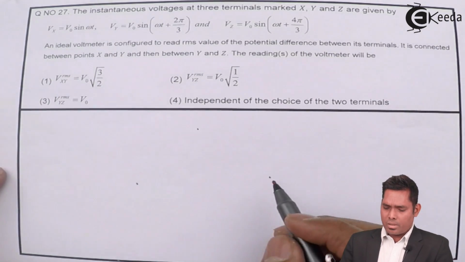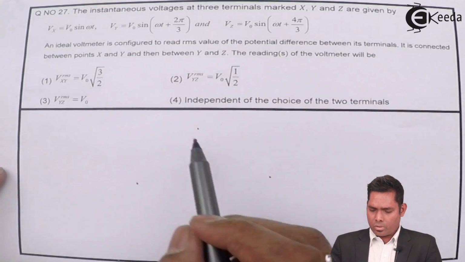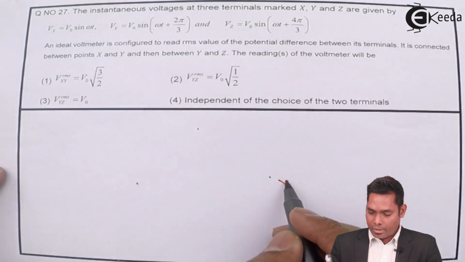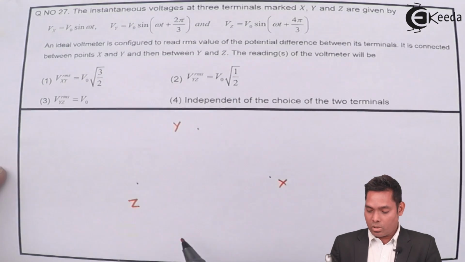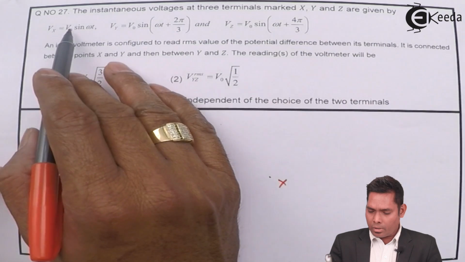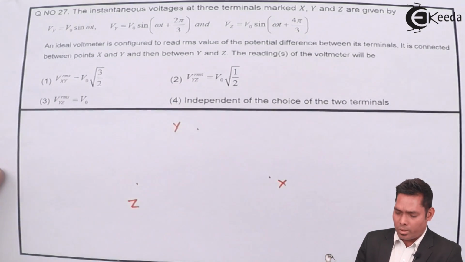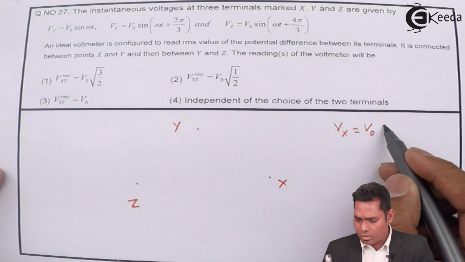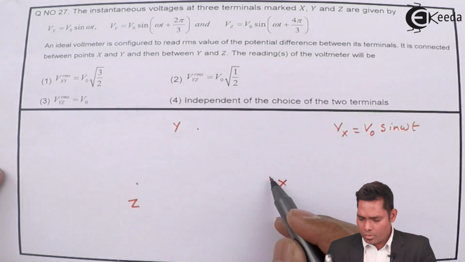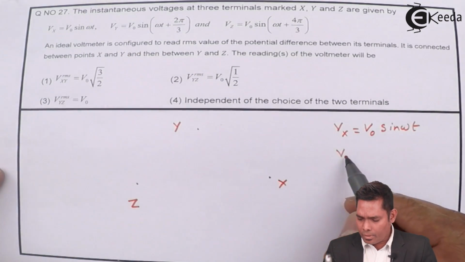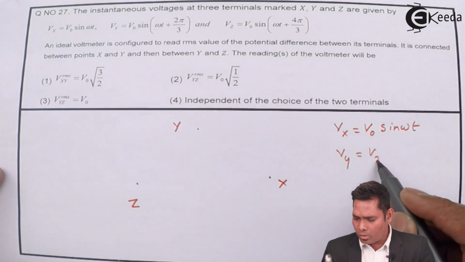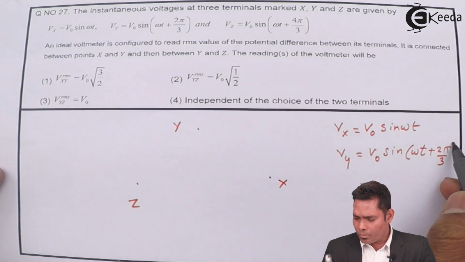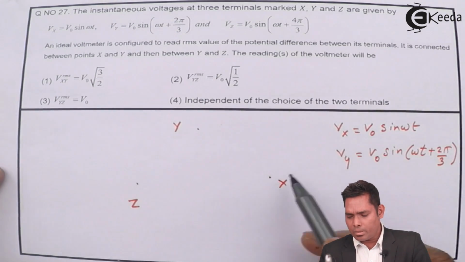So the three terminals are X, Y, Z, and this is your X, and suppose this is Y and this is Z. These are the three terminals, and this expresses their instantaneous voltage equation. That is, Vx is V naught sine omega t. Vy, the voltage, is V naught sine of omega t plus 2 pi by 3. That means this is leading this voltage by 2 pi by 3.